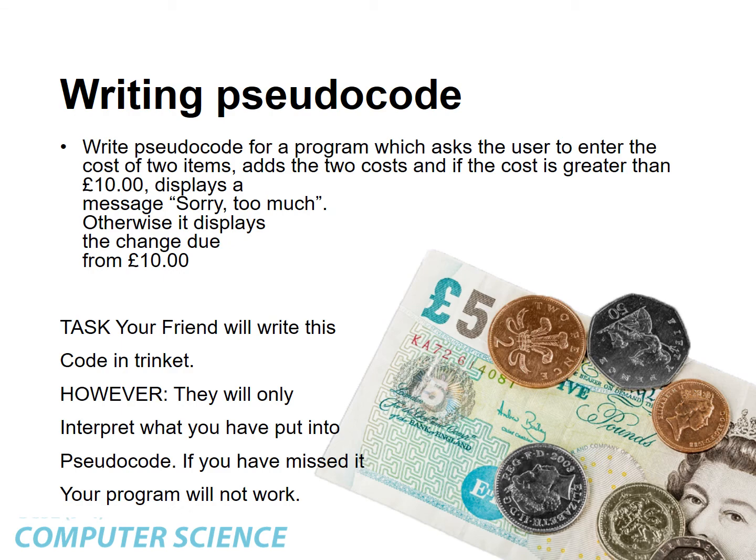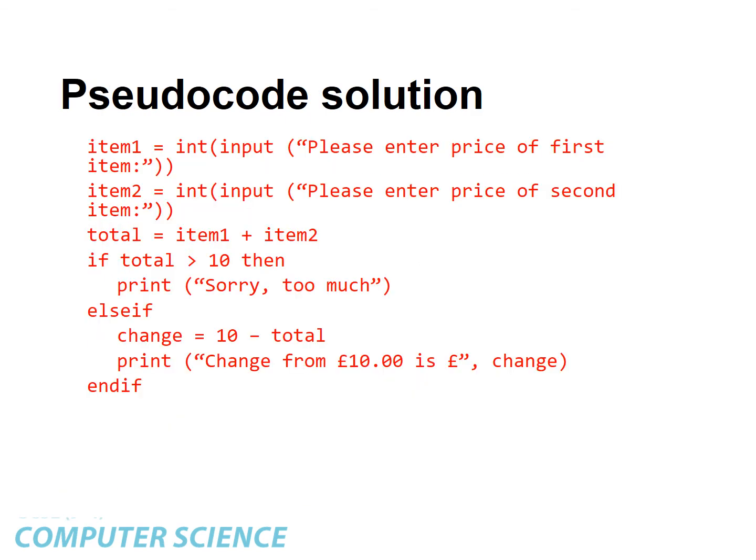So you've now got a slightly longer task in pseudocode. I want you to write the pseudocode for a program that asks the user to enter the cost of 2 items. It adds the cost, and if the cost is greater than 10, displays a message saying, sorry, too much. Otherwise, it displays the change due from £10. Now you're going to write the pseudocode, pass it to your friend, and they're going to convert that into Python. But your challenge is to make sure that they are able to do that, because they're going to be very picky about your pseudocode. Here's a proposed solution to our pseudocode problem.